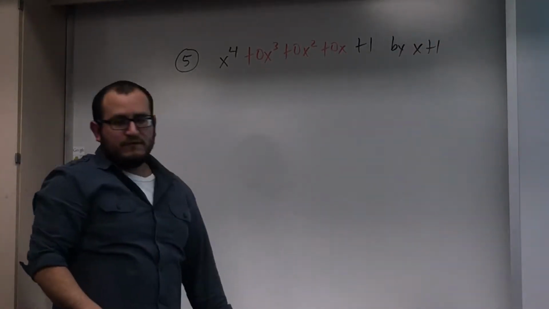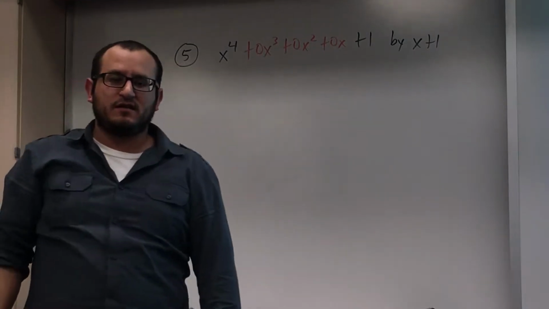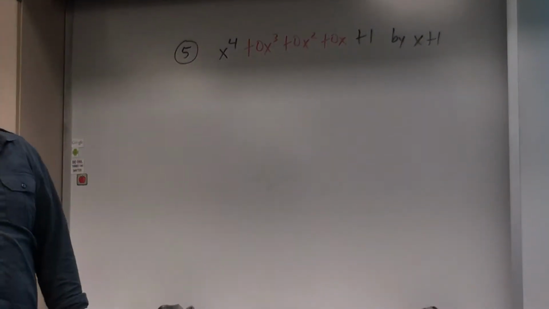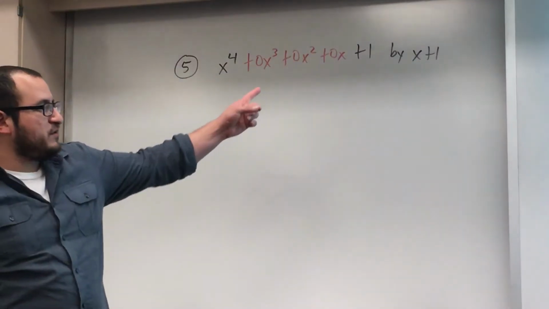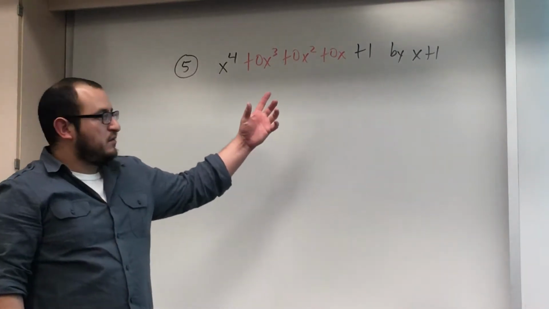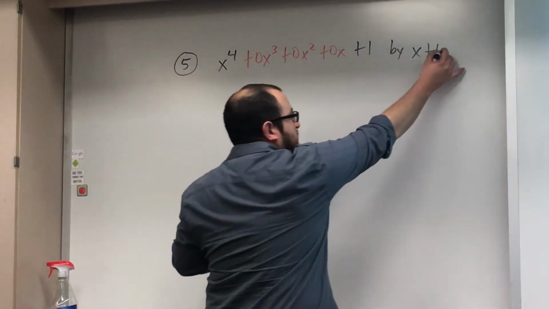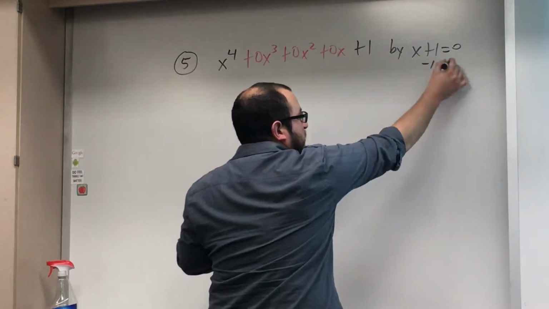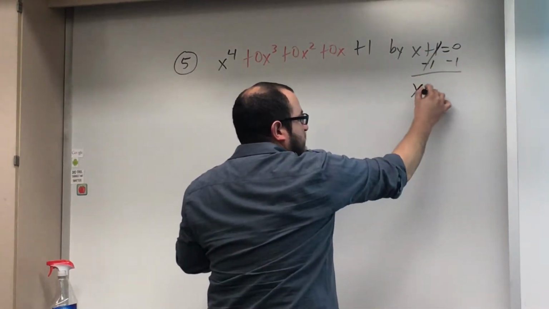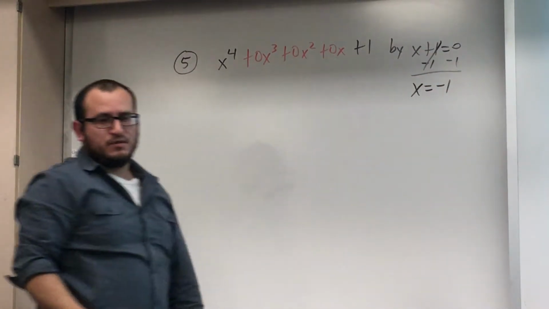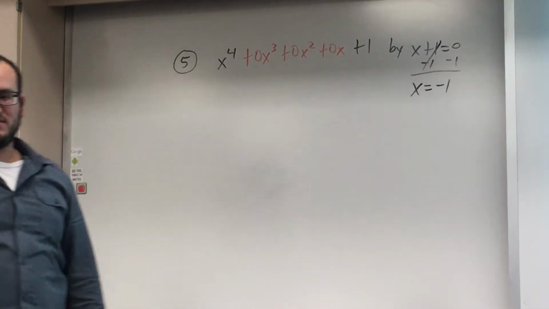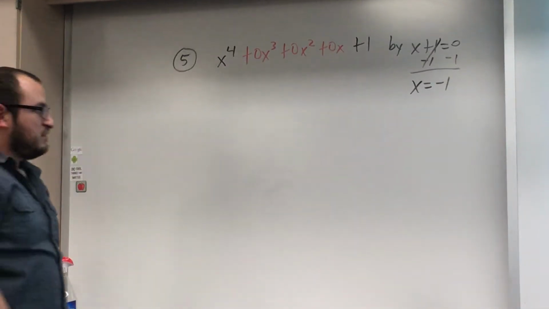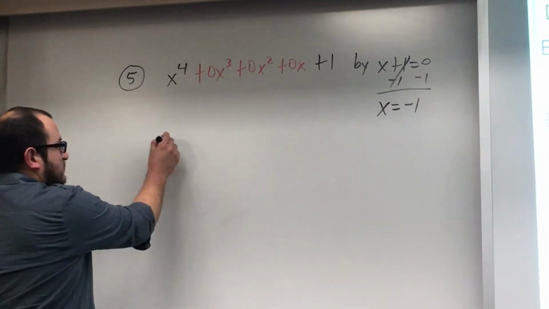1. If you remember the definition of synthetic division, you have to remember that we only care about numbers. So this right here, you have to actually solve for x. Subtract 1, x is equal to negative 1. Because we only want to see numbers. We don't want to see x. Okay? So here we go.